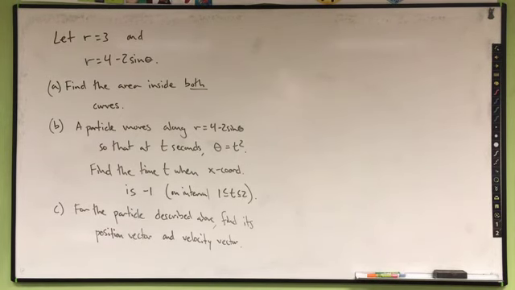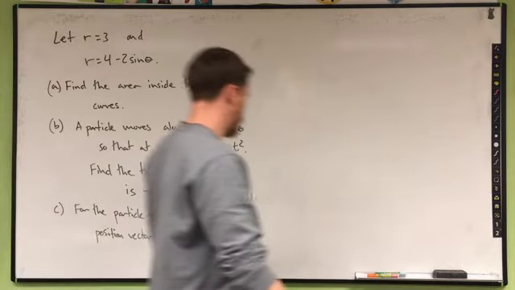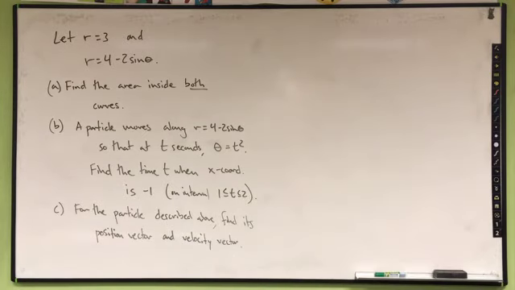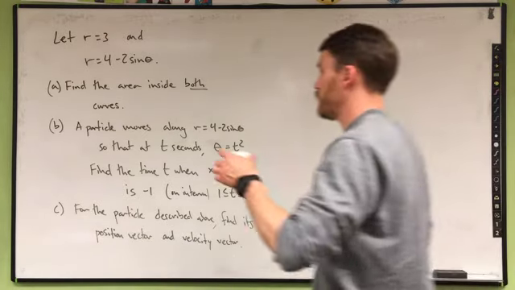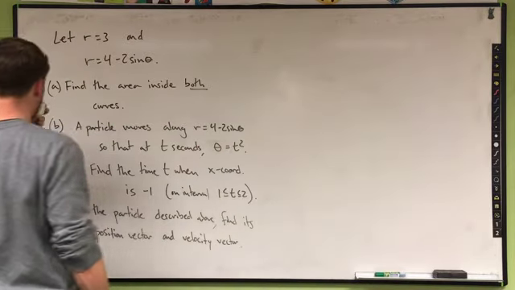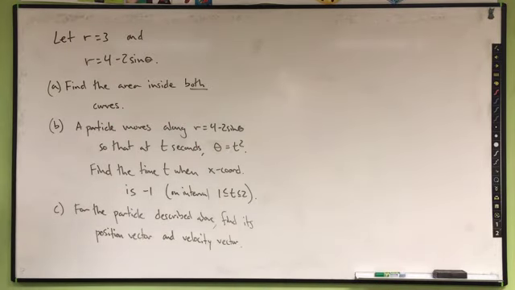Okay, so this is a problem that I'm not totally sure how to do. Haven't looked at it yet. Just wrote it down, but this sounds interesting. So basically, they're giving us two curves, let r equals 3 and r equals 4 minus 2 sine theta. Find the area inside both curves.